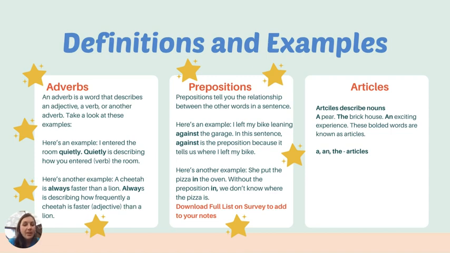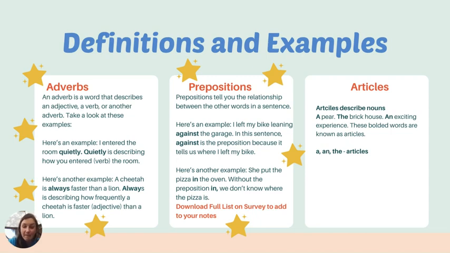Prepositions. Prepositions tell you the relationship between the other words in a sentence. Notice this is starred because you need to understand prepositions and prepositional phrases in order to understand adverb and adjective phrases. Here's an example. I left my bike leaning against the garage. In this sentence, against is the preposition because it tells us where I left my bike.